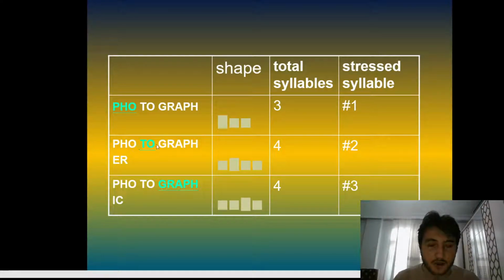And the second word, photographer, has four syllables and stress at the second syllable. Photographer. And the third word, photographic, has four syllables and the stress at the third syllable. Photographic, photograph, photographic.